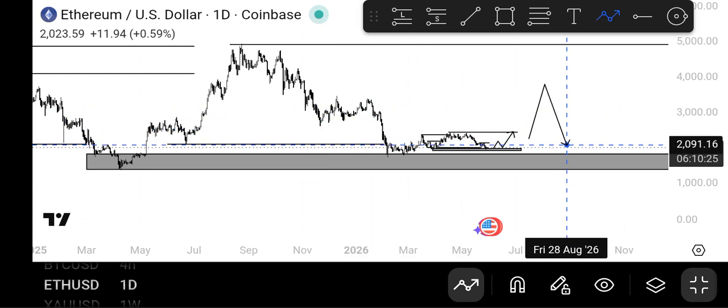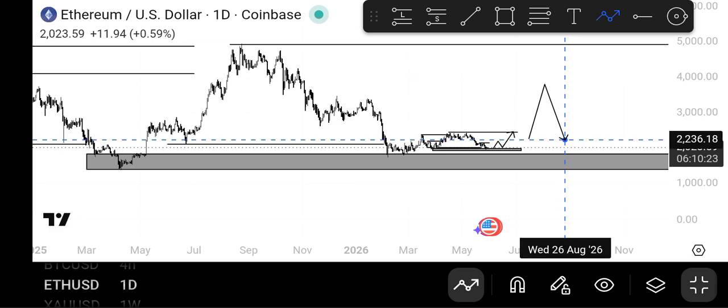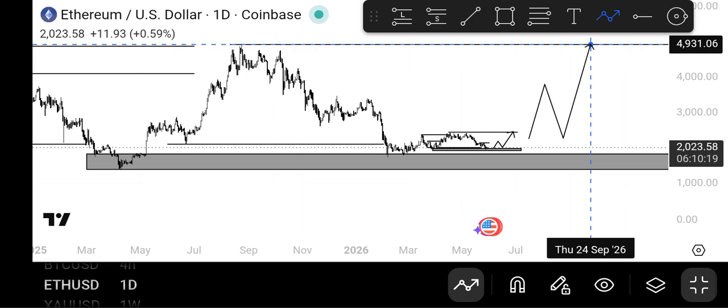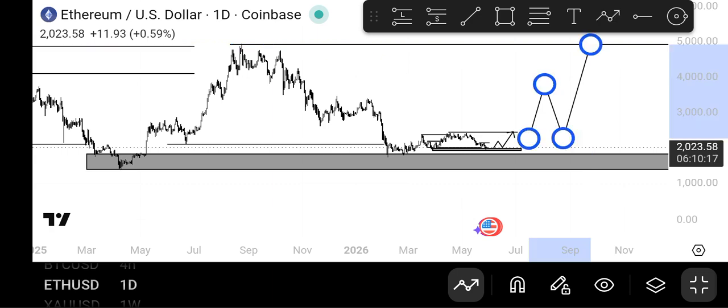You understand? Now I'm expecting to see my POI right about here before proceeding to the upside. This is what I'm expecting. This is my own opinion on ETH USD.